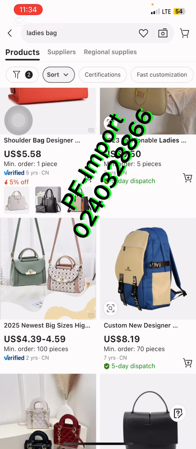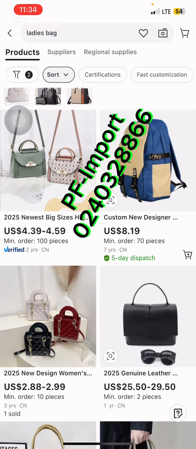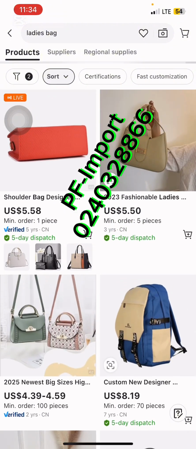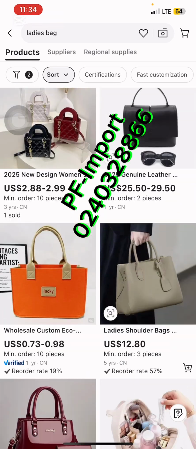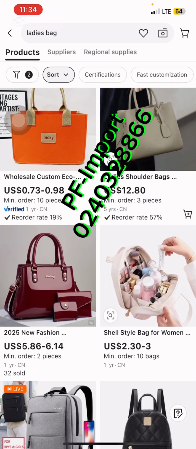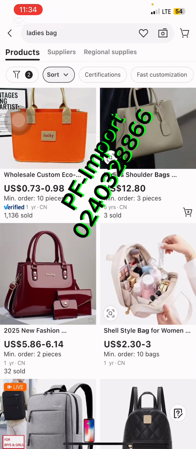You see some are verified, some are not verified, but they accept trade assurance, and they have been on the site for quite a number of years. For instance, this blue and brown bag, he has been on the Alibaba platform for 7 years, which is good. Some are 2 years verified, which is good. This is the first thing that you need to check when you want to buy from the Alibaba platform. Make sure you select trade assurance.